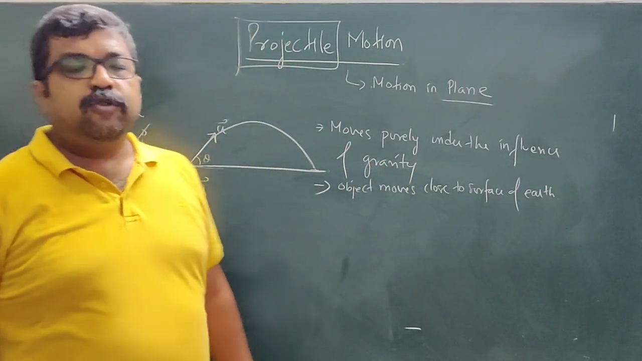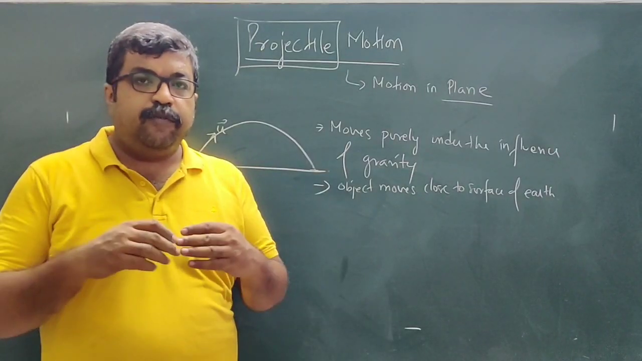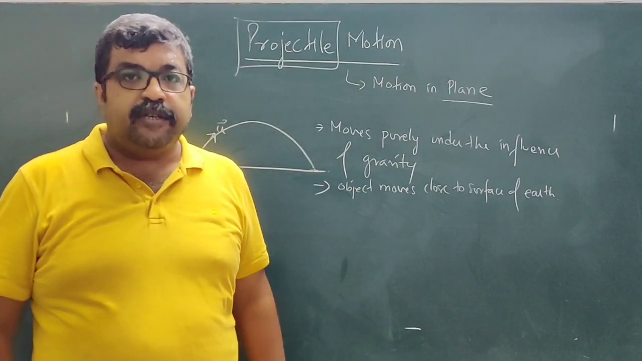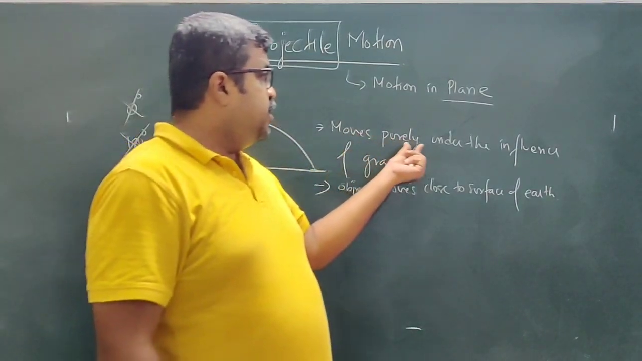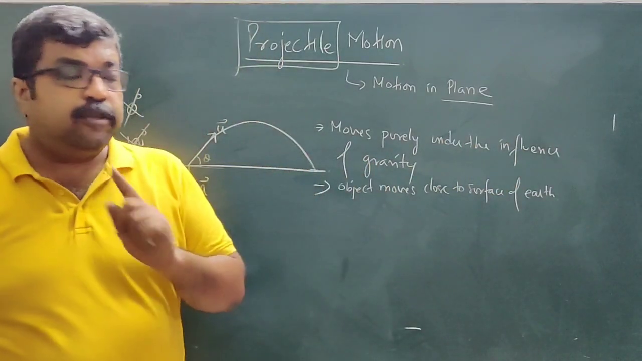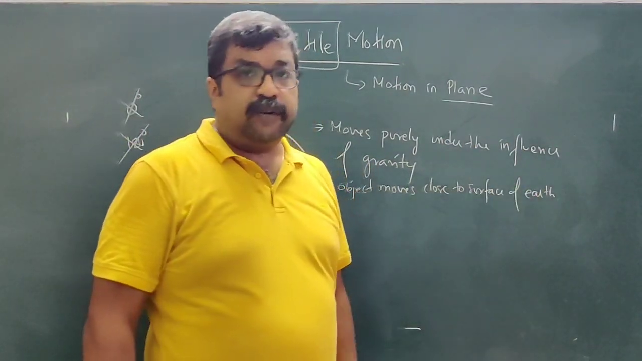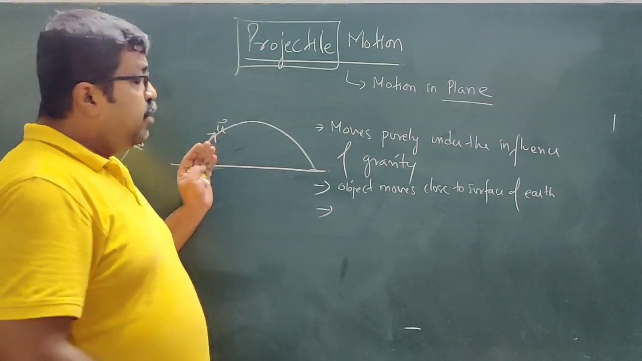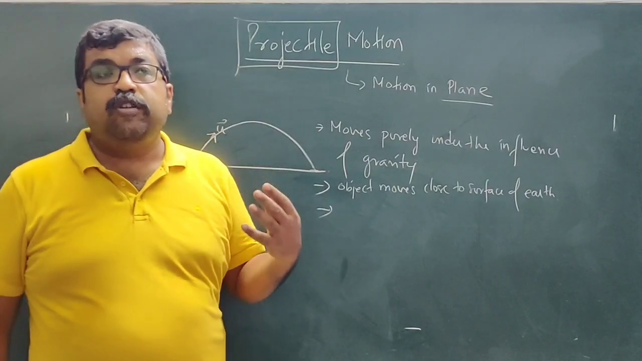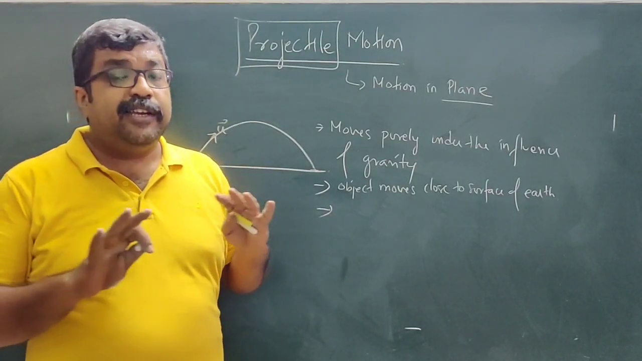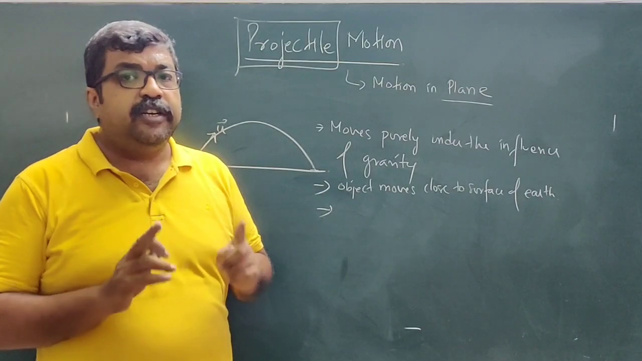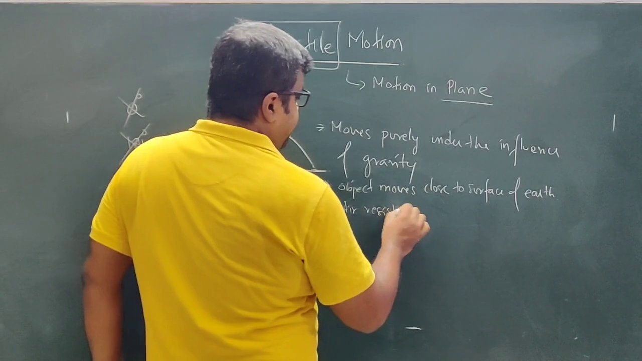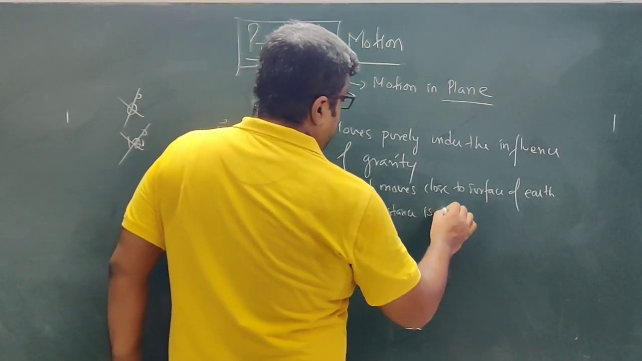Why am I saying that it should move close to the surface of Earth? Because if it moves outside, in the outer region, the influence of gravity may decrease. Already we have put the condition that it should move under the influence of gravity, so that is possible only when the object moves close to the surface of Earth. Another condition we are going to put here is that we are going to neglect the influence of air. Air resistance is not considered.